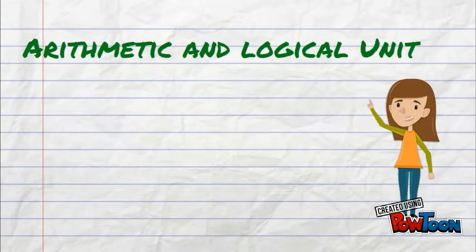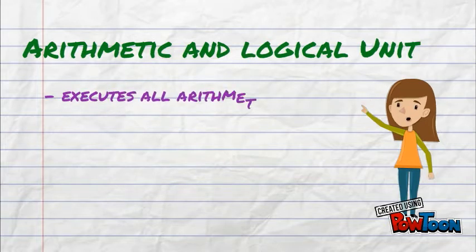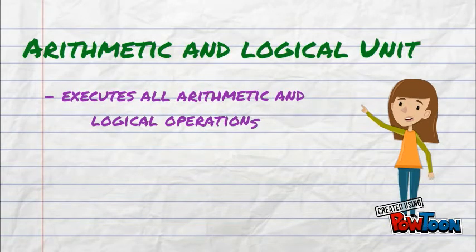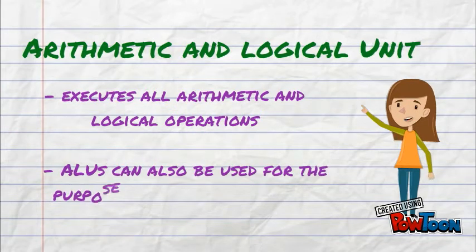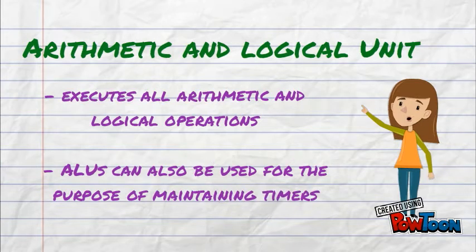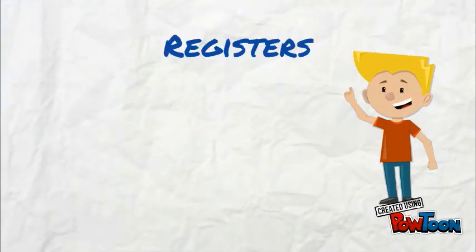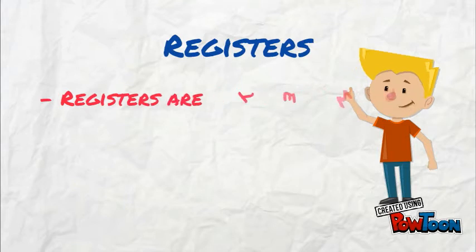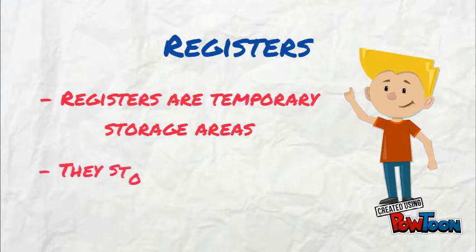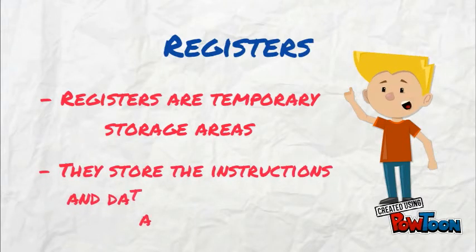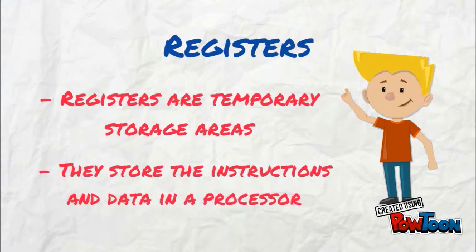The next is the ALU. It executes all arithmetic and logical operations like addition, subtraction, multiplication, division, comparison, etc. The ALU can also be used for different purposes like maintaining timers. The last is registers. Registers are storage areas that are responsible for holding the data that is to be processed. They can store the instructions and data in a processor. The data is further used by the control unit. They are of great value and do specific tasks like the program counter, stack, and so on.